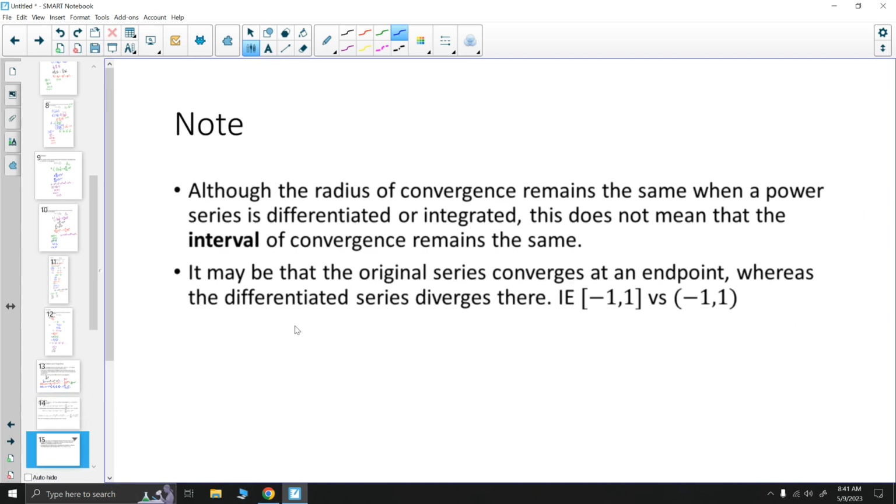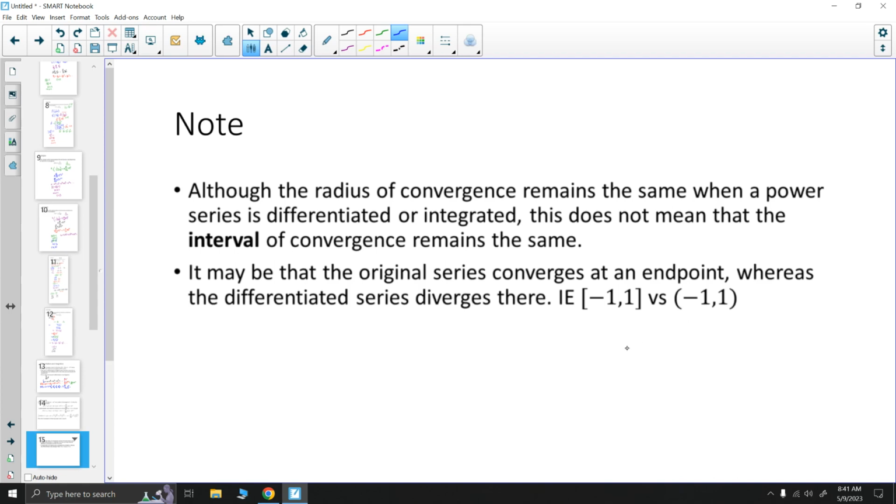First of all, although the radius of convergence remains the same when a power series is differentiated or integrated, this doesn't mean that the interval of convergence remains the same. So it may be that the original series converges at some endpoint where the differentiated series diverges there. Like if we had some function that converges at the endpoints, -1 and 1, if you were to find the derivative, it's very likely it would not converge at -1 to 1 because we're dealing with open intervals on derivatives and stuff like that. But something to be aware of.